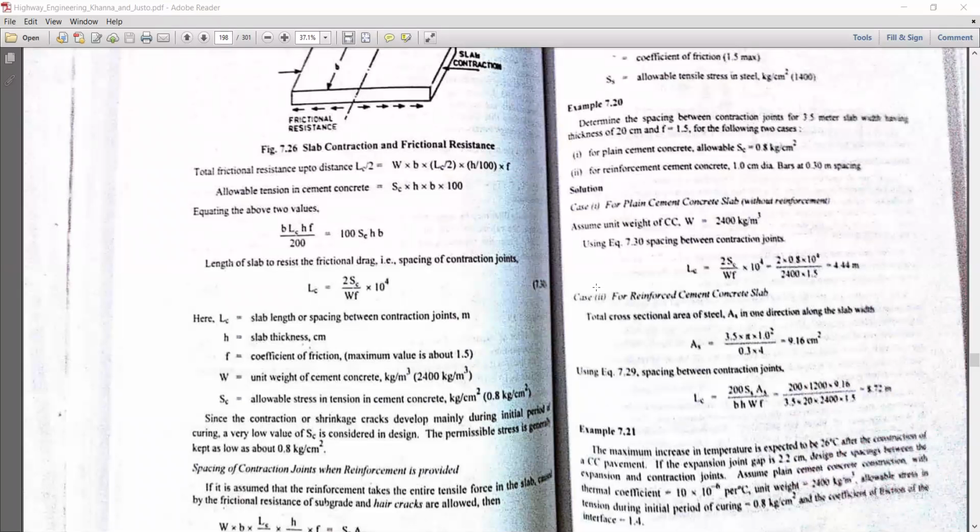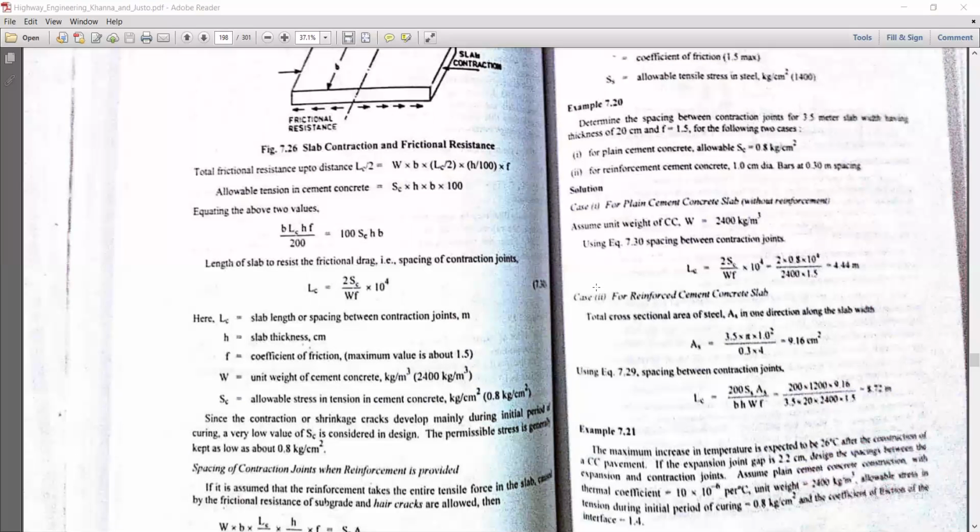By using the equation LC is equal to 2SC upon WF into 10 raised to 4, substituting the values: SC is 0.8, which is given, W is 2400, and F is 1.5, the coefficient of friction. Substituting the values, we will get 4.44 meter. That is, 4.44 meter is the spacing of contraction joints. Every 4.44 meter, there is a provision of contraction joints.